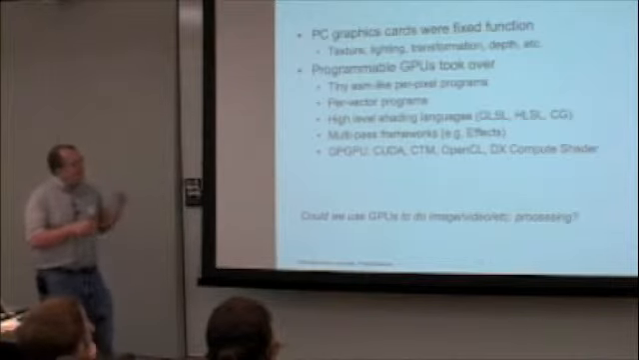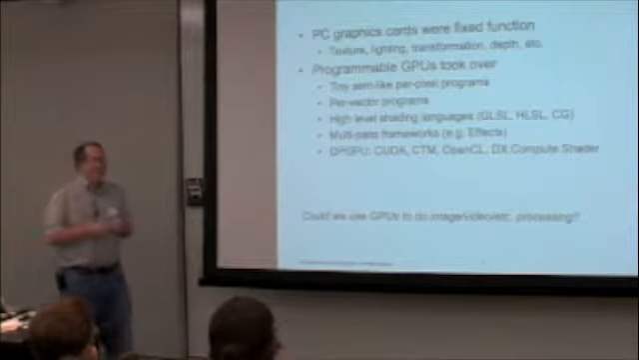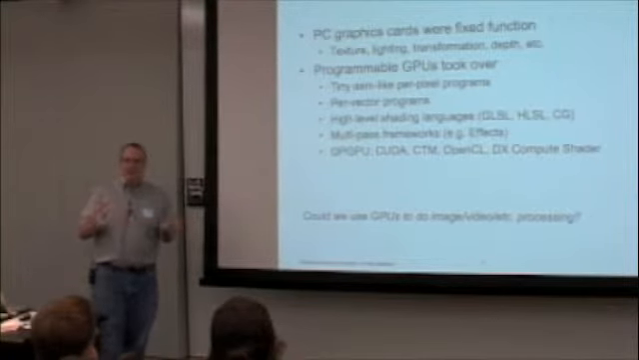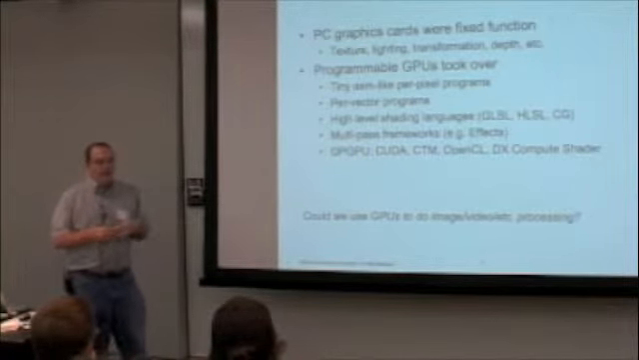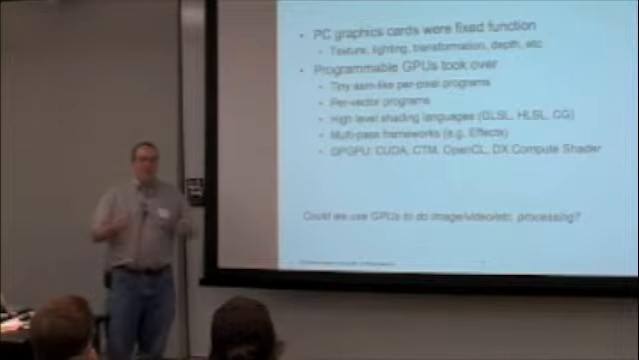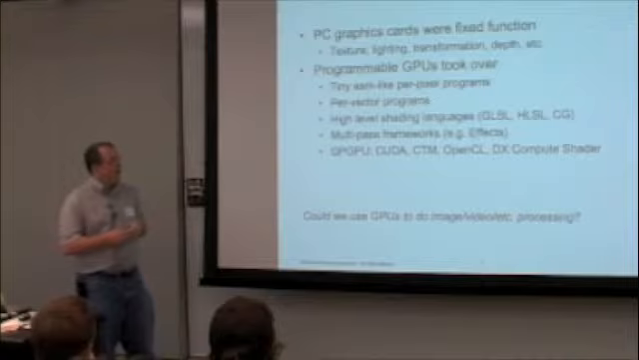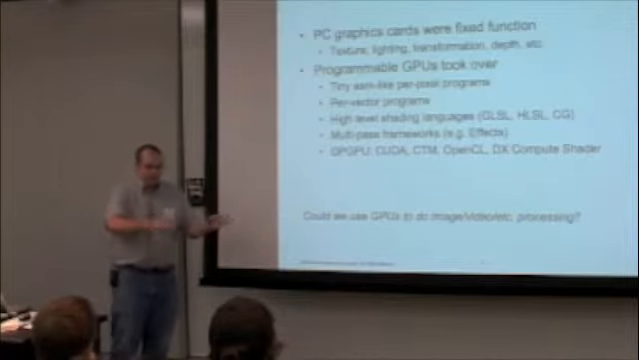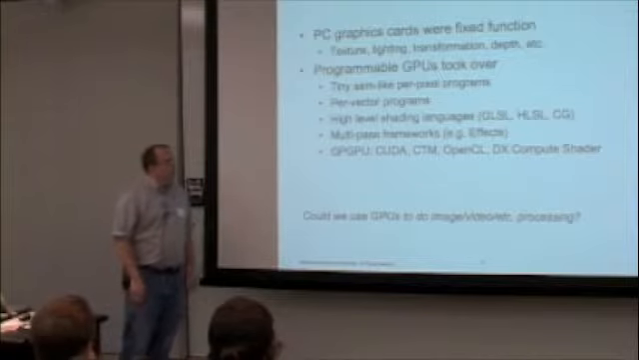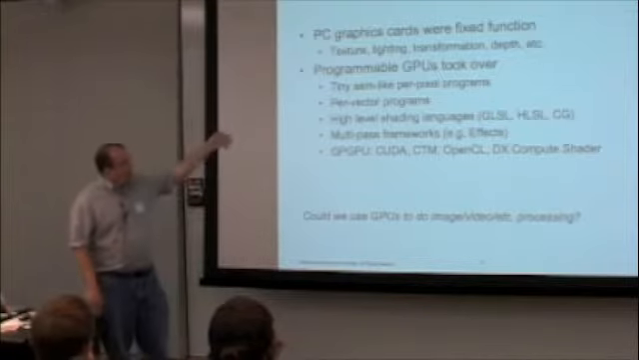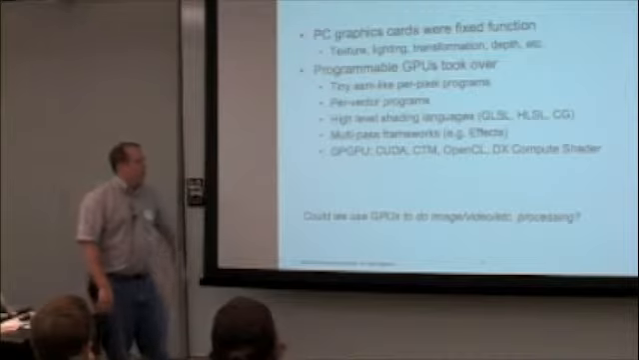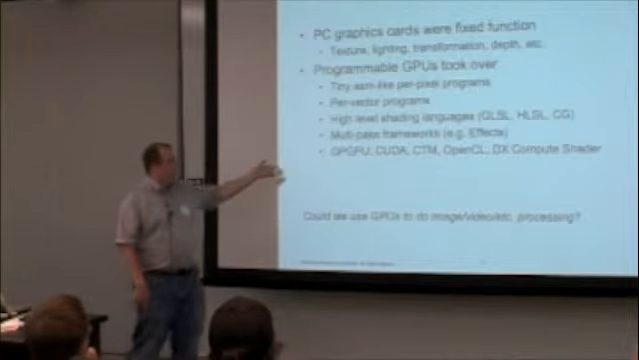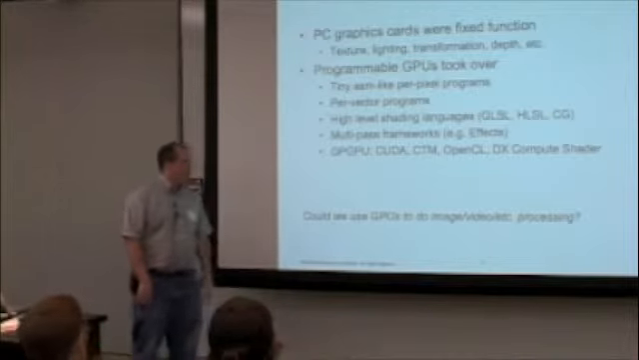But programmable GPUs started to take over, and at first it was little tiny ASM-like pixel programs, and then you could add per vertex programs, and largely this obliterated most of the fixed functionality of a graphics card. Pretty much all graphics is now done using programs that are run on a per vertex basis or a per pixel basis. And the ASM programs gave way to things like GLSL, HLSL, CG, and multipass frameworks like the effects system at Microsoft.